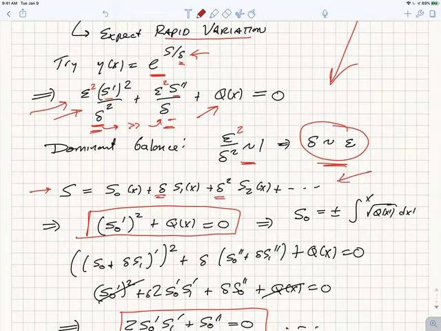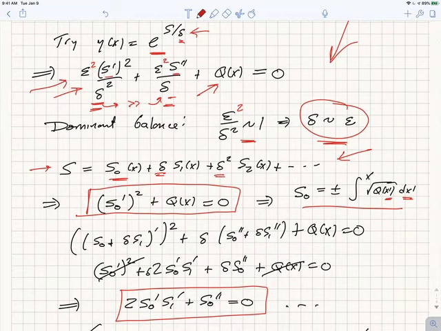Again, this expansion is not a convergent expansion. It's going to be an asymptotic expansion. The leading term comes from this term, s0 prime squared plus q of x equals 0, where s0 is plus or minus the integral of the square root of q of x prime dx prime. Again, this x prime is just for us to keep track of the dummy variable of integration.